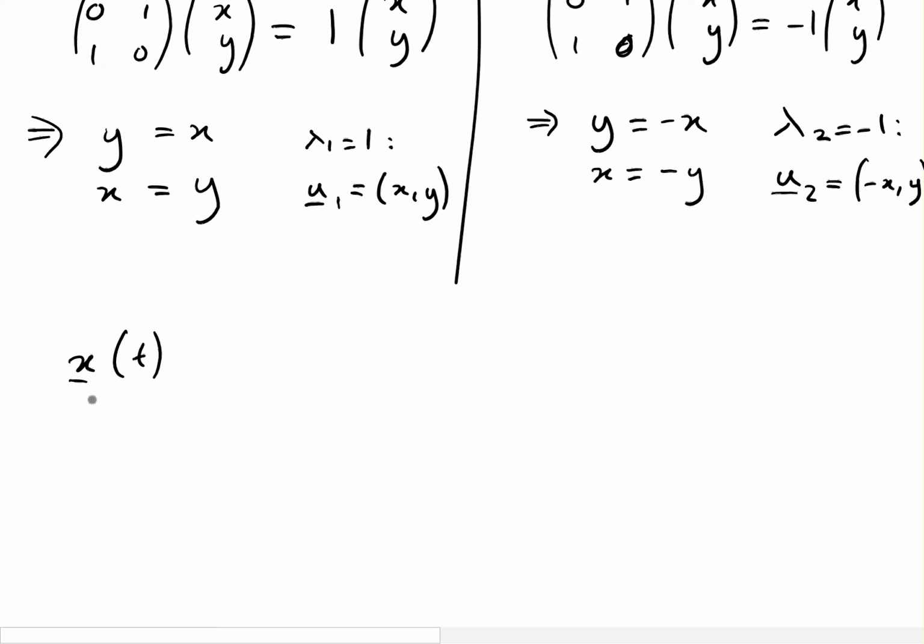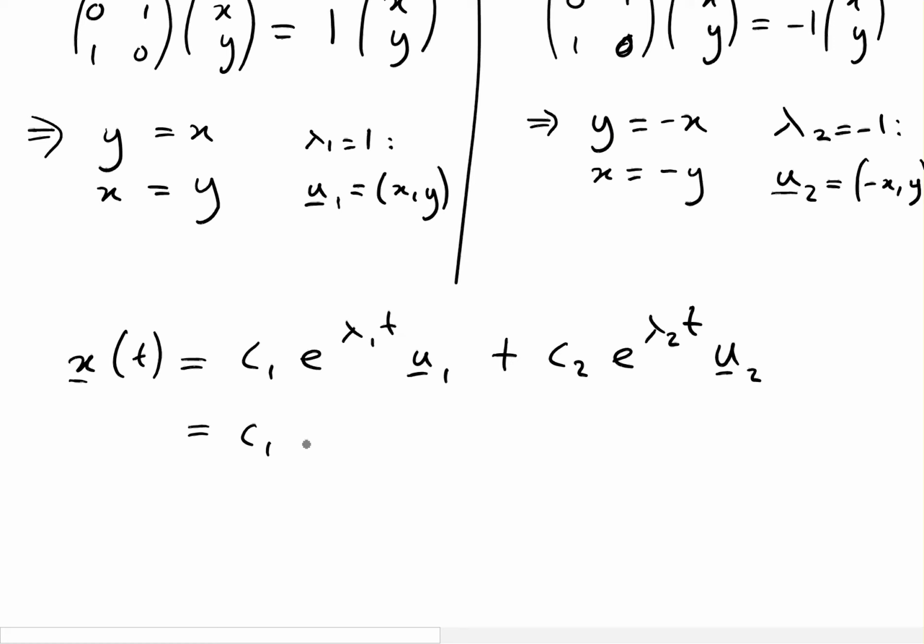So x of t is going to be equal, if you remember, c1 e to the lambda 1 t u1. This is just my general equation for this thing. So plus c2 e to the lambda 2 t u2. If you don't remember where that comes from, go back and have a look at my former videos. But I know that basically I'm looking for a general solution of this kind of type because I've not got complex eigenvalues.